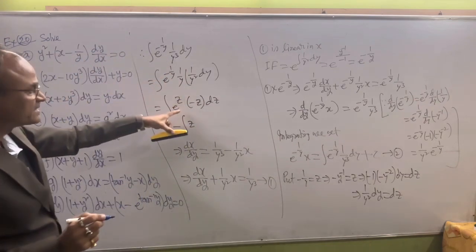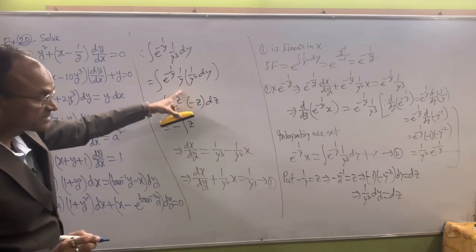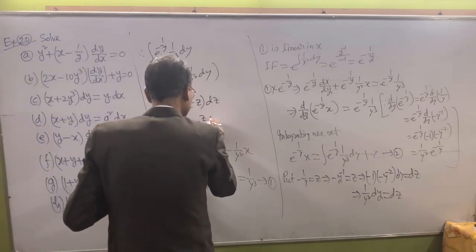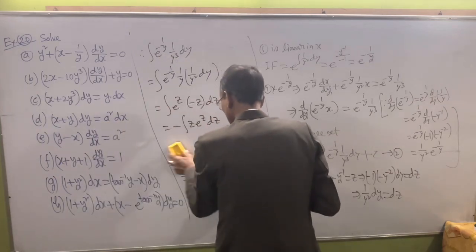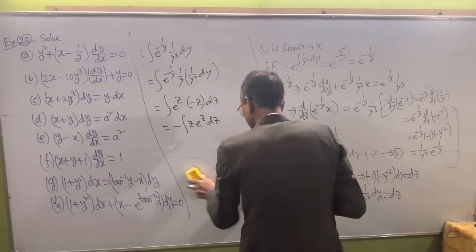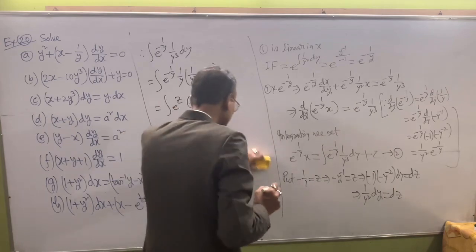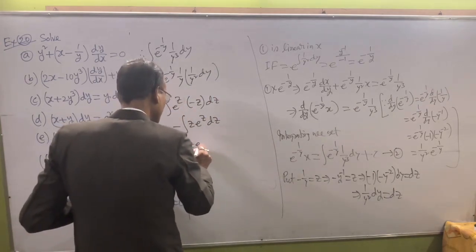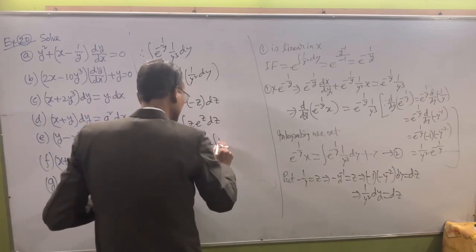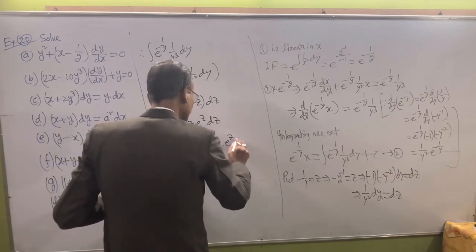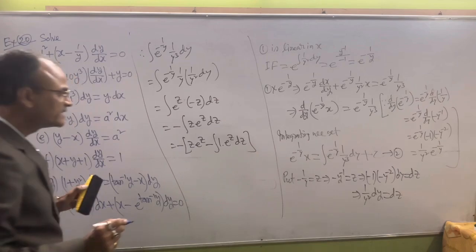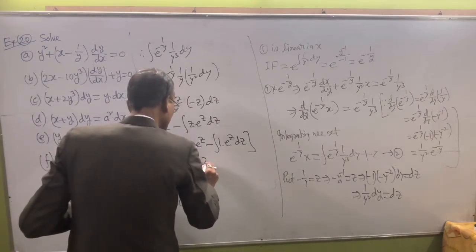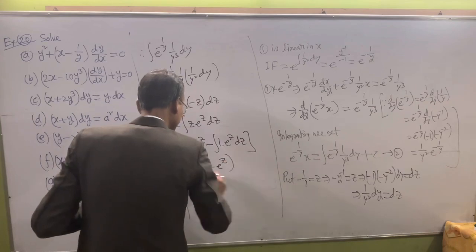Minus 1 by y means z. 1 by y means minus z. Z e to the power z dz. Now, this is equal to minus first function into integration of the second function, minus integral of differentiation of the first function into integration of the second function. This is equal to minus z e to the power z minus e to the power z.